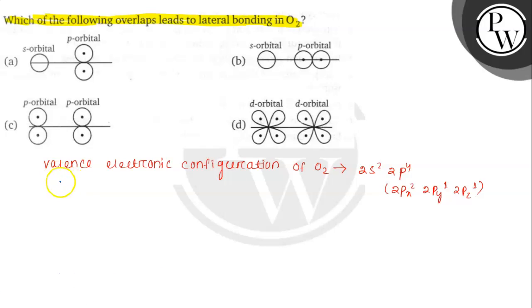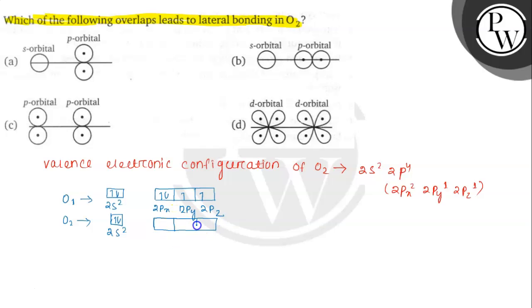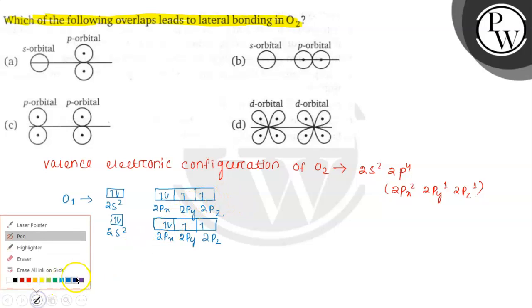Now we'll draw the structure. Let there be oxygen 1 and oxygen 2, that is 2 atoms. This is 2s2, 2px, 2py, and 2pz. It is also the same as oxygen 1: 2px, 2py, 2pz. So this is the electronic configuration of the oxygen atom.